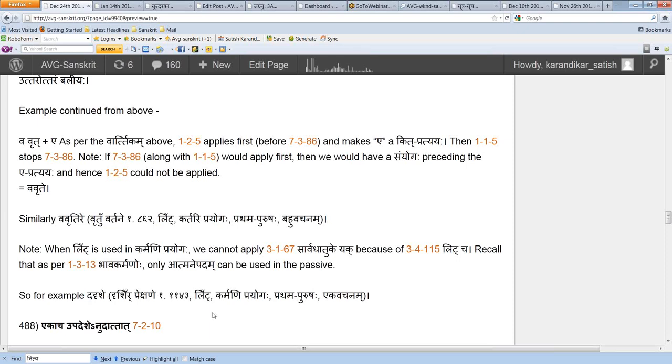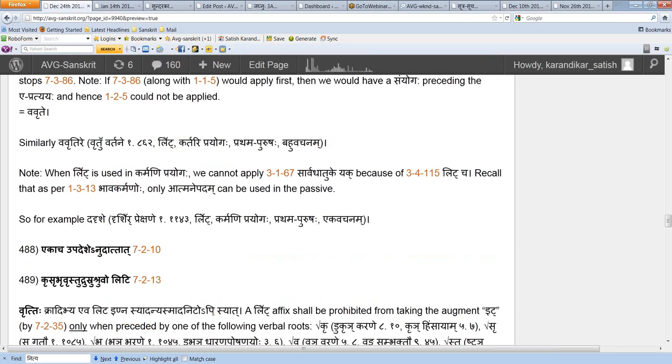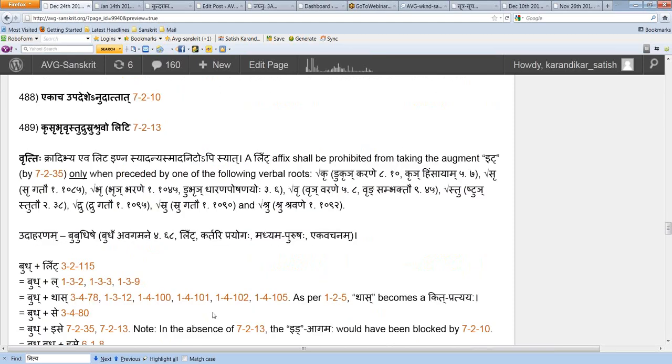Okay, now comes today's main sutram, which is ekac upadeshe anudattat. You're going to hear this sutra for the rest of your life, almost every other class. So please make a note of this.